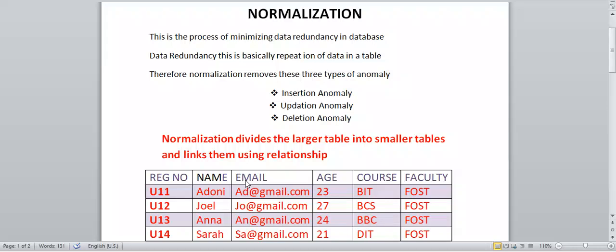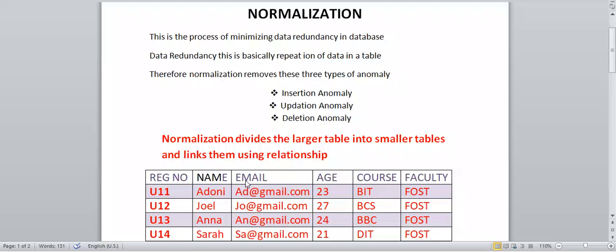Now, when we talk about normalization, this process is basically dealing with how we can minimize data redundancy in our tables. So someone is going to ask, what is data redundancy? This is basically the repetition of data in a table. You have your data in your table, but it's really repeating. So we always fight hard to reduce data repetition by using what we call normalization.